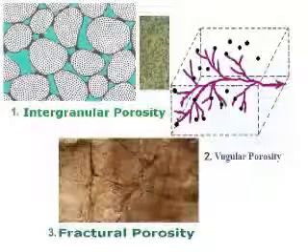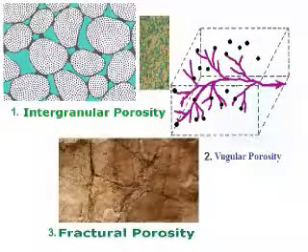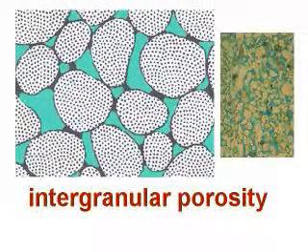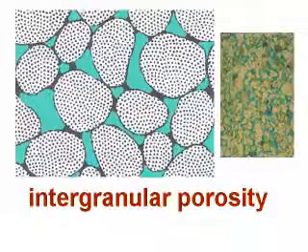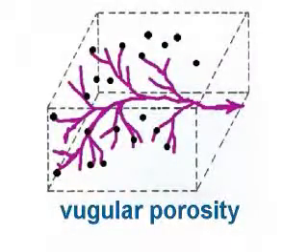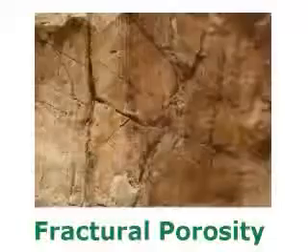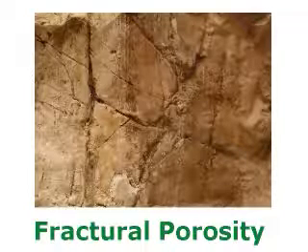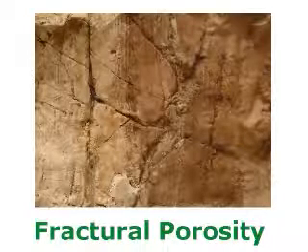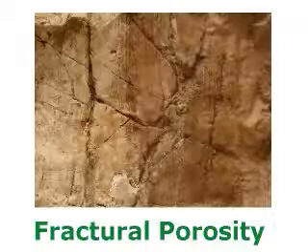So let's review. There are three types of porosity. Number 1. Intergranular porosity, where the porosity is caused by the spaces in between the grains. Number 2. Vugular porosity, where the porosity is caused by holes that form in the rock. And number 3. Fractural porosity, where the porosity is created by fractures or large cracks in the reservoir rocks.